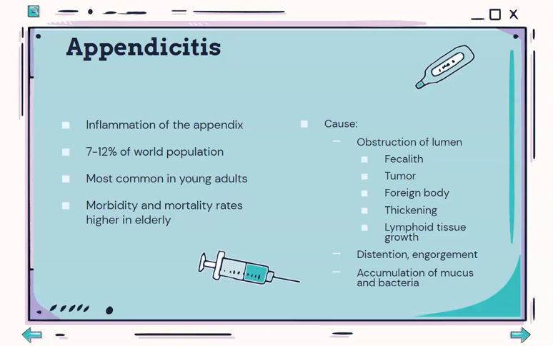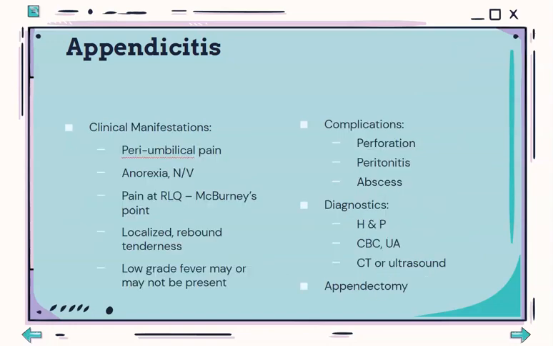So the causes for appendicitis, that lumen becomes obstructed. It can be a tumor. There can be some other foreign body, just wall thickening or tissue thickening, and then fecal matter can obstruct that kind of emptying, and then subsequent inflammation will develop. You'll see some distension and engorgement of the appendix itself. There will be an accumulation of bacteria, some mucus as well, that can coincide with the appendicitis.